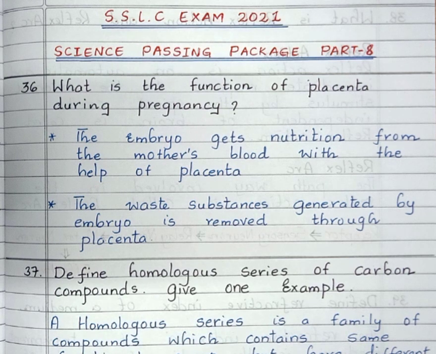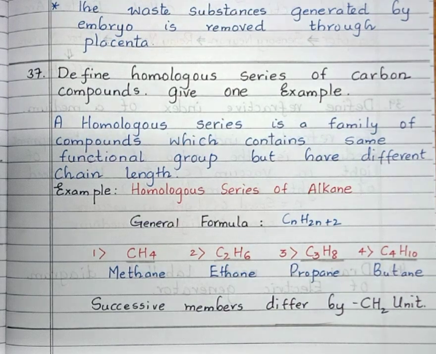Next question. Define homologous series of carbon compounds. Give one example. A homologous series is a family of compounds which contain the same functional group but have different chain length.